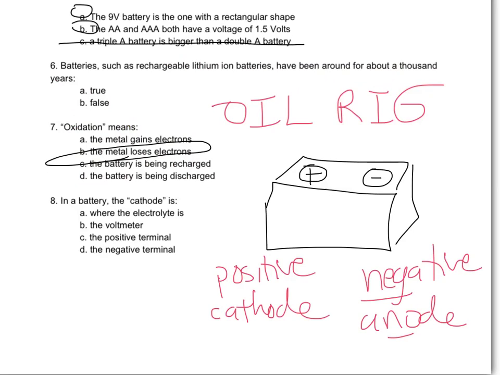So let's see what this question asks. In a battery, the cathode is where the electrolyte is. Now the electrolyte would be in here. The voltmeter, if we were to measure the voltage, it would be attached here. Positive or negative terminal. So cathode, positive terminal, like so.